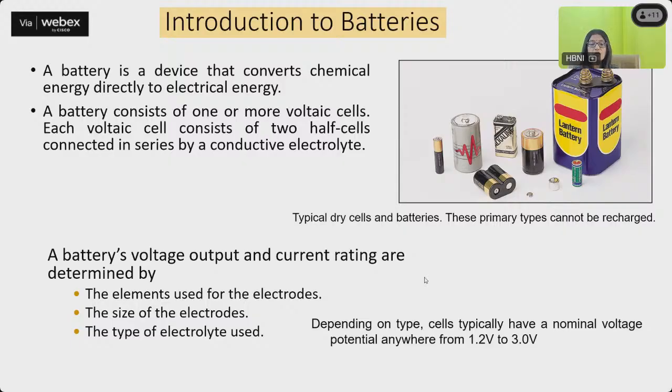A battery's voltage output and current rating are determined by the elements used for the electrodes, the size of the electrodes, and the type of electrolyte used. Depending on type, cells typically have a nominal voltage potential anywhere between 1.2 volts to 3 volts, depending on the battery chemistry, its size, and the electrolyte used. You will have these nominal voltages ranging anywhere between 1 to 3 volts.